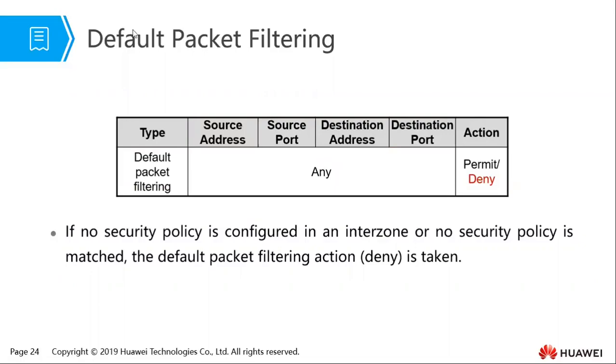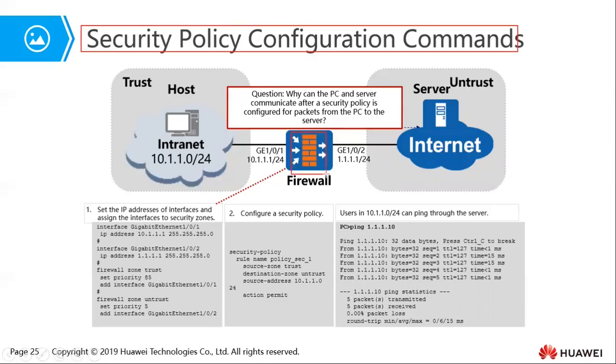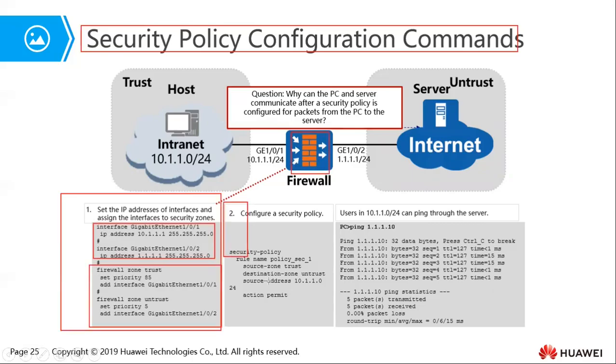Now, how then do we configure a security policy in the firewall? The first step is what we did here. We configured the addresses for the interface. Then we created the trust and untrust zones and added the respective interfaces. Now, after doing that, the second step is configuring the security policy.